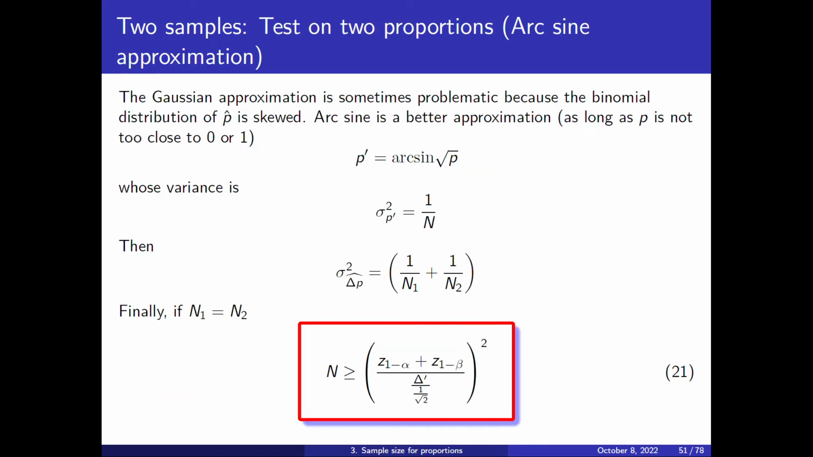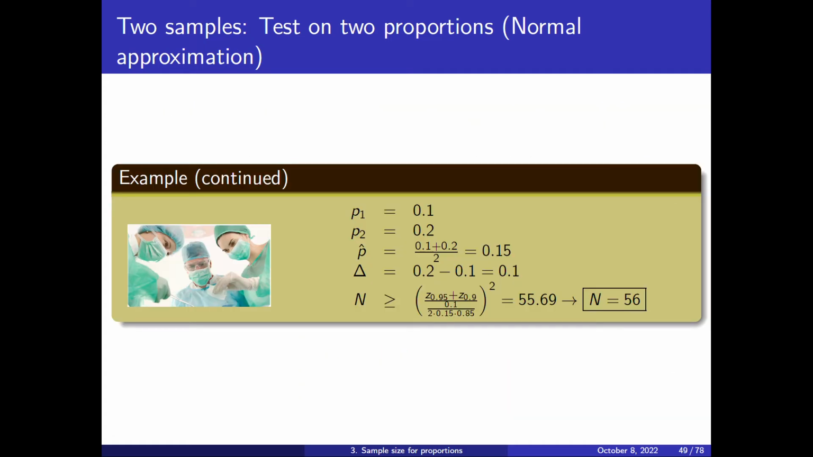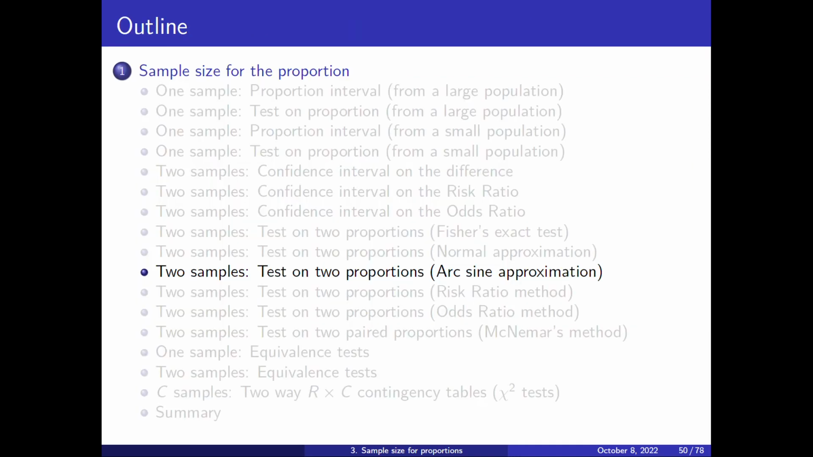Okay, what about the arcsine approximation? The Gaussian approximation is problematic when the distribution of P is skewed. So P hat, the distribution of it may be skewed, may not follow a Gaussian distribution. This normally happens when you are in the extremes, and this P1, P2 are already quite in the extremes. That is why we don't have a good approximation by the Gaussian.